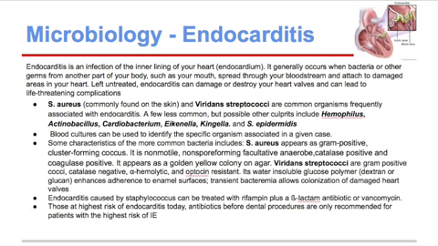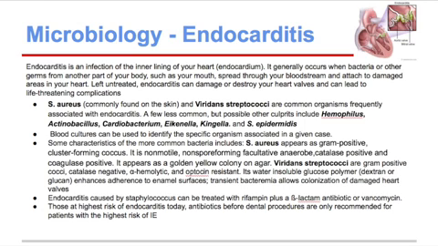Staph aureus, commonly found on the skin, and viridans streptococci are common organisms frequently associated with endocarditis. A few less common but possible other culprits include Haemophilus, Actinobacillus, Cardiobacterium, Eikenella, Kingella, and Staph epidermidis. Blood cultures can be used to identify the specific organisms associated in a given case.